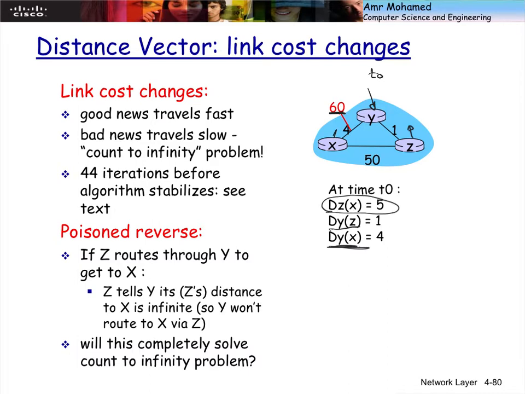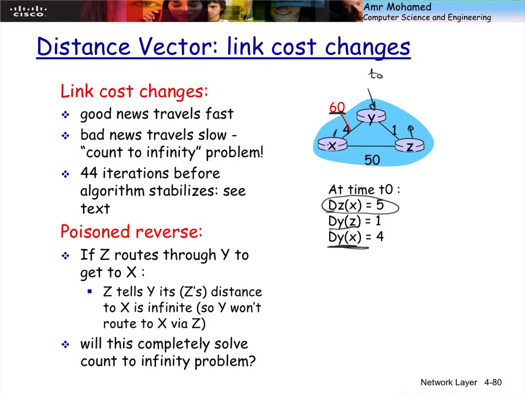So this is the most important part. Y knows that the distance between Z and X is what? It is 5, which is through Y itself. So it was 5. This is the most important part. Again, remember that these nodes do not maintain a global view. So Y does not know that the distance between Z and X is through Y. Y doesn't know this information initially.